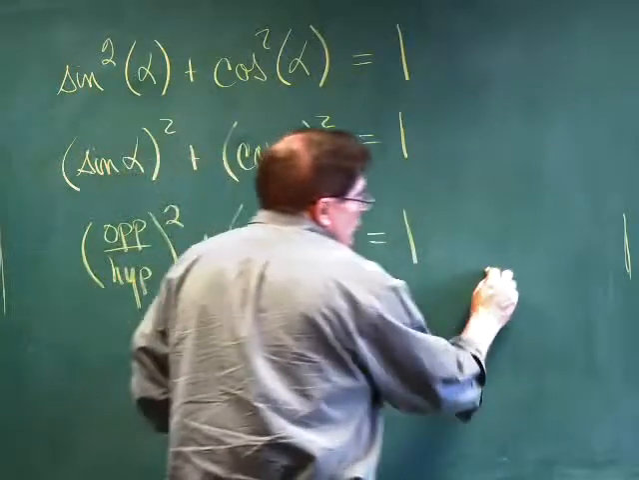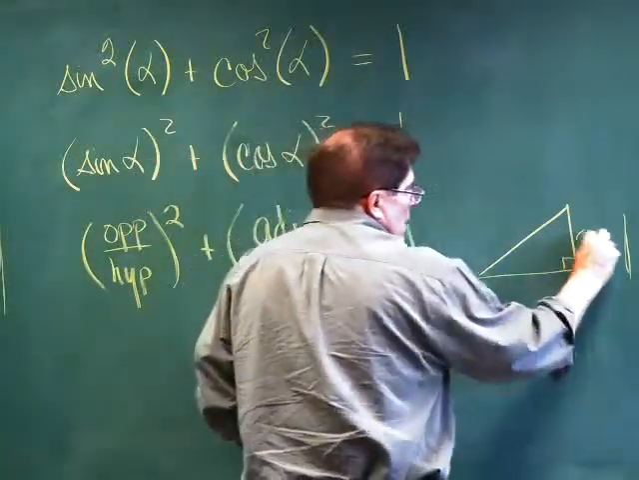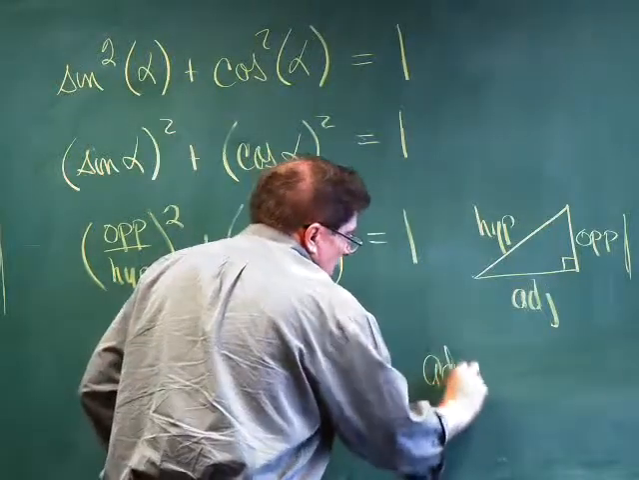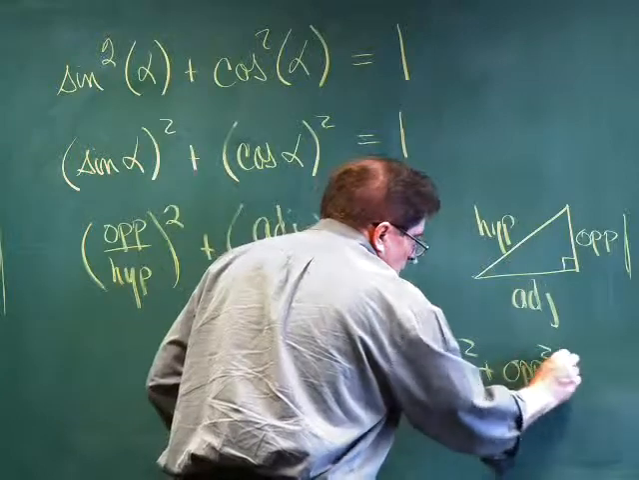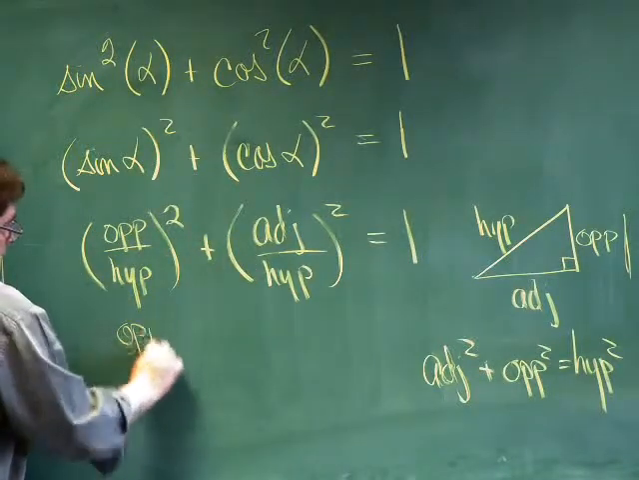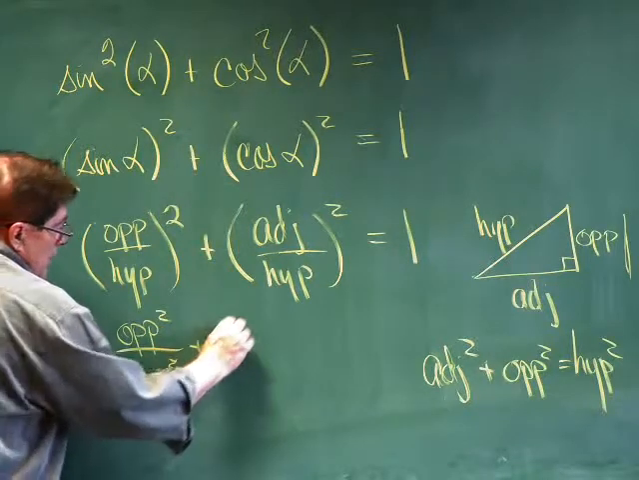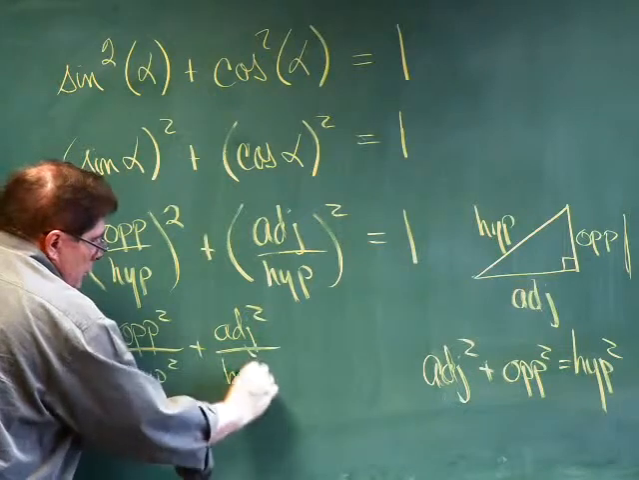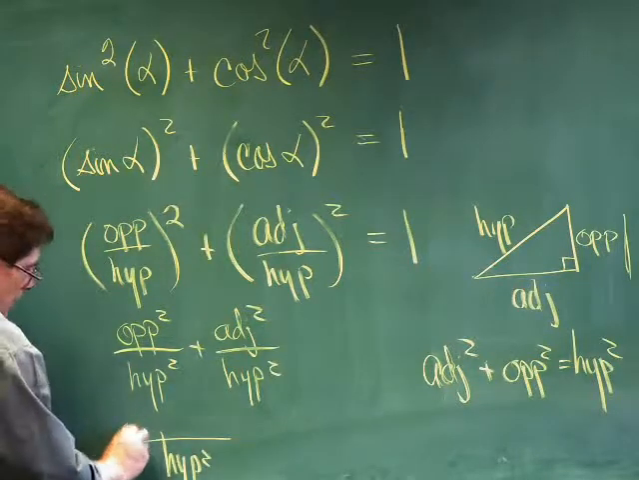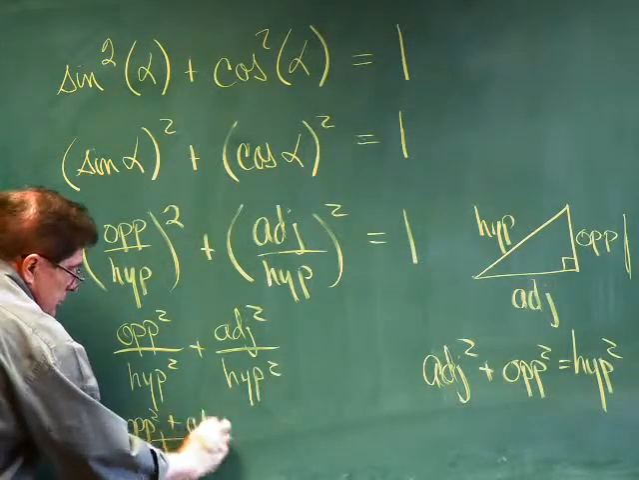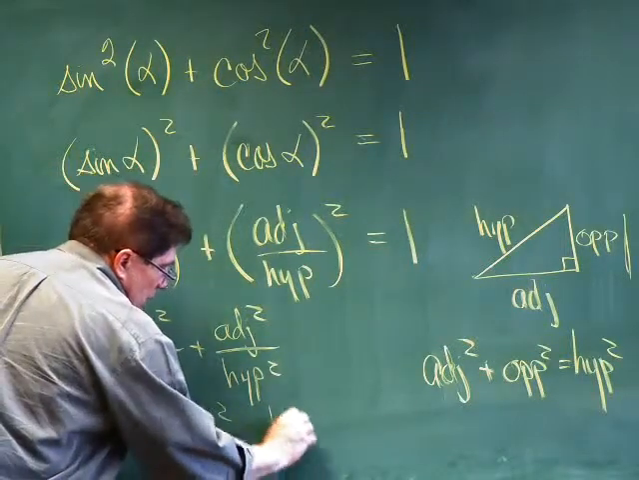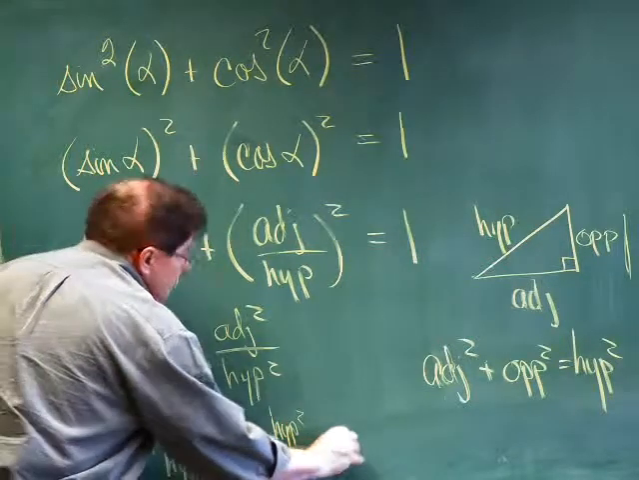Now, look at the right triangle. These are associated with opposite, hypotenuse, adjacent. And here's what we know: the adjacent squared plus the opposite squared is equal to the hypotenuse squared. Now this means that we've got the opposite squared over the hypotenuse squared plus the adjacent squared over the hypotenuse squared. That's got a common denominator, so it's going to be the hypotenuse squared on the bottom, and on top I've got the opposite squared plus the adjacent squared, and because of the Pythagorean theorem, I know that that much is equal to the hypotenuse squared. So this is the hypotenuse squared divided by the hypotenuse squared, and that's why we know this is equal to 1.